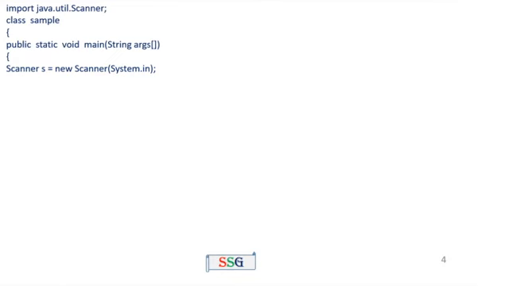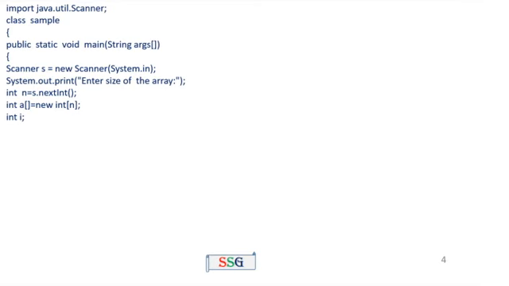The first command, import java.util.Scanner, is valid. Class name Sample is valid, public static void main is valid, and the Scanner command is also valid. Then enter the size of the array. Here the size of the array is represented by the variable name n. So int n = s.nextInt(). The next one, declaring the array variable: int a[] = new int[n].